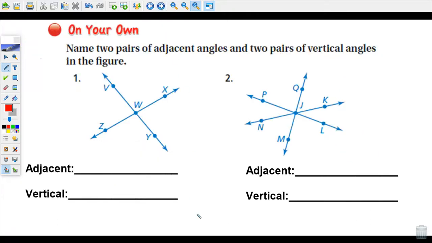Next, I would like for you to identify two pairs of adjacent angles and two pairs of vertical angles in this figure. I'm going to let you do that on your own. I will continue with this slide and the answers in another video. So please take the time to identify a couple pairs of adjacent angles, a couple pairs of vertical angles in each one of these figures, and I'll pick you up in another video.